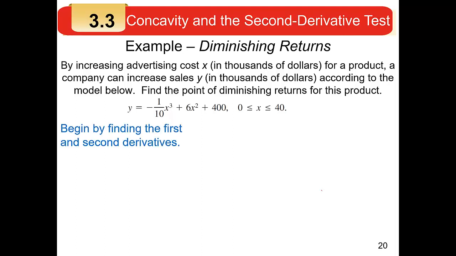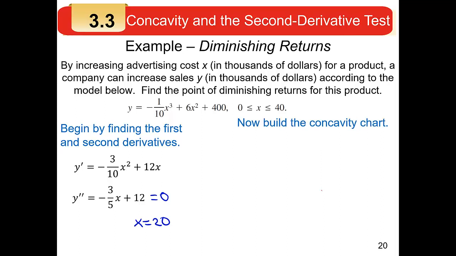The point of diminishing returns involves taking the second derivative. We've got to get the first derivative first. So the first derivative, just the power rule, gives you minus 3/10 x squared plus 12x. The second derivative would be minus 6/10 x, which I reduce to 3/5, and then the derivative of 12x is 12. So you get the second derivative, set it equal to 0, and solve for x. It turns out that x equals 20 is the x coordinate of the point of diminishing returns for this product.